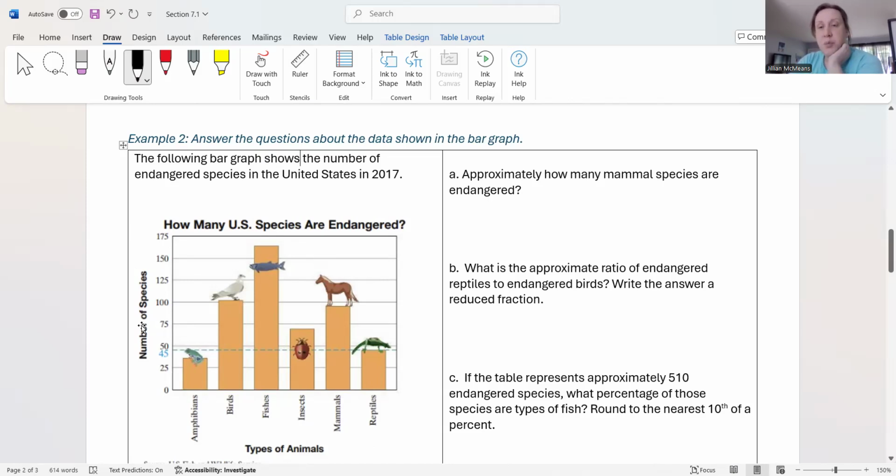Okay. So part A says approximately how many mammal species are endangered. Mammals are represented by this giant horse, okay? Now we can see that this line right here is 100. So it's just shy of 100. And this is where you have to be kind of careful, because the distance between 75 and 100 is pretty small and it's not incremented at all. So we just know that the number of endangered mammals in the US is somewhere between 75 and 100, much closer to 100 than to 75. So I would say this is going to be maybe 95-ish.